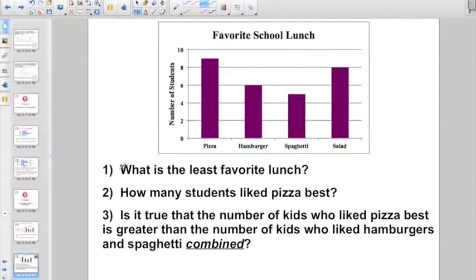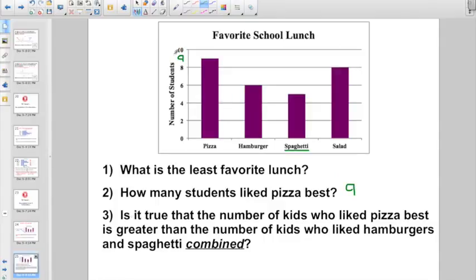So let's take a look. Number 1, what is the least favorite lunch? So I'm looking for the shortest bar. Looks to me like my least favorite lunch would be spaghetti. How many students liked pizza best? Well, here's my pizza bar. Uh-oh, I don't have a number right here. It's halfway in between 8 and 10. So we should be able to figure this one out. That must be 9 kids liking pizza the best, right?